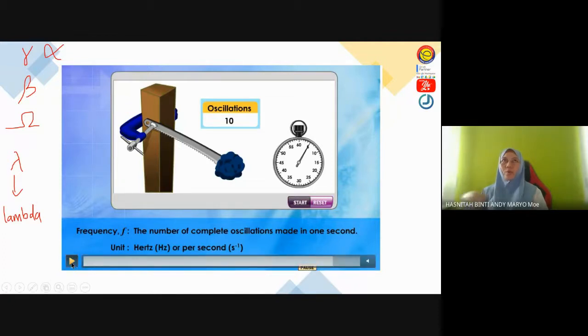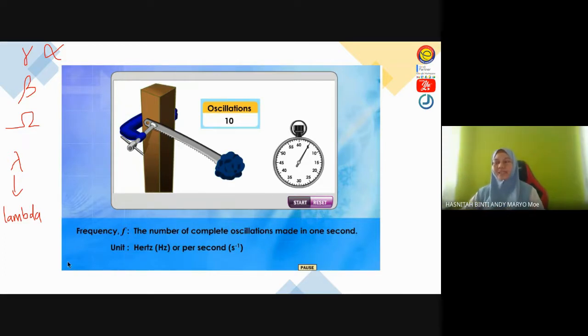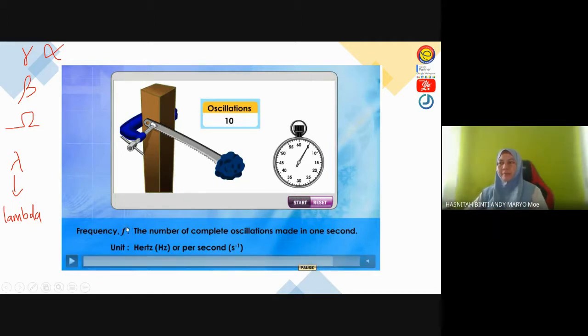Now that we have found the period, we can look for frequency. If you read from my screen, what does frequency refer to? Frequency is the number of complete oscillations made in 1 second. You write the definition for frequency. And this is the symbol for frequency, f. We measure frequency in the unit of hertz. The symbol is Hz. Hertz means per second, number of complete oscillations in 1 second.